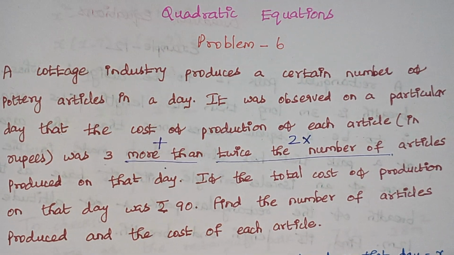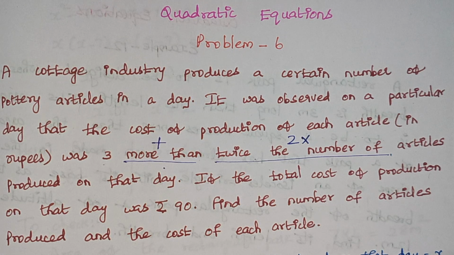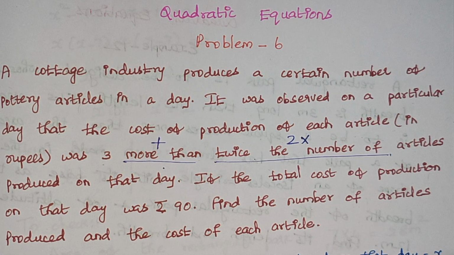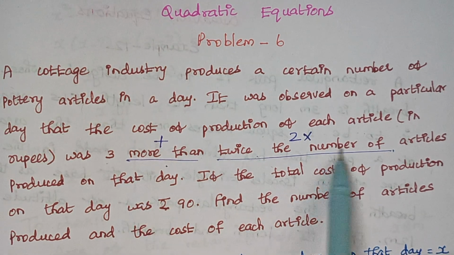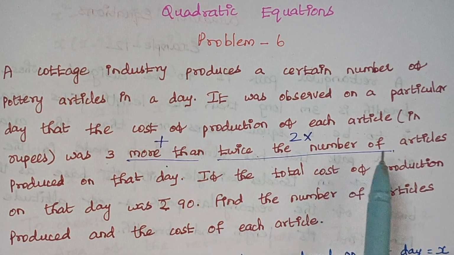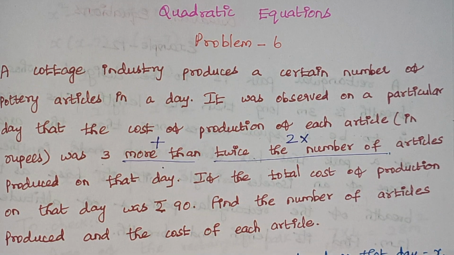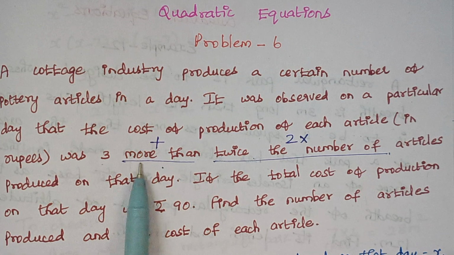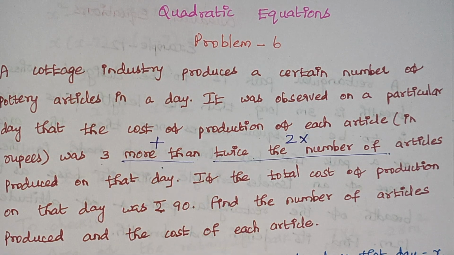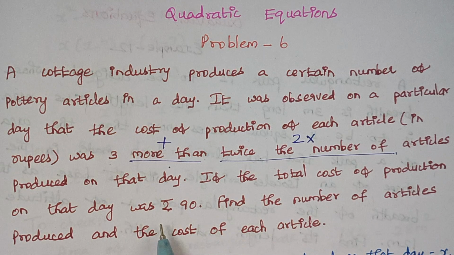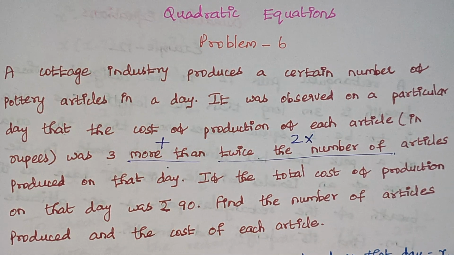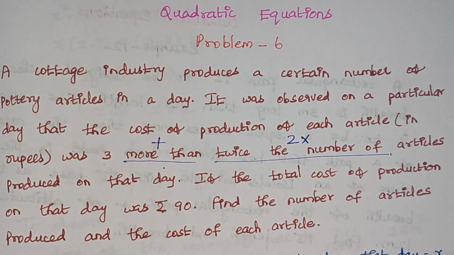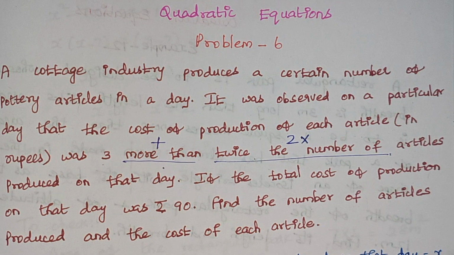So here I believe now the problem is very simple. There is an industry which produces some pottery articles, and the cost of production of a single article is given by this statement: 3 more than twice the number of articles produced on that day. That is, for each day, the production cost is given this way. So, on a particular day, the total cost of production is 90 rupees. Then we have to find the number of articles produced and the cost of each article.